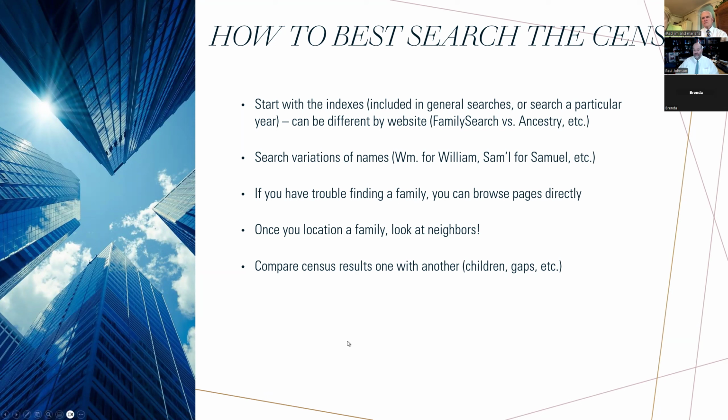So there's a lot of information to be gleaned that way. And then you can compare census results one with another and compare children. That's how you can kind of tell if someone's really the same person, even though the name's different. You can look for gaps. Usually people had children at fairly regular intervals back then. So if there's a big gap, you might infer that there was a missing child or something like that. Either they died or moved away or something. So there's a lot to be found that way as well.